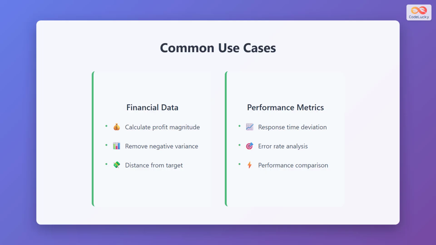The abs command has several practical applications in data analysis. For financial data, you can calculate profit magnitude regardless of whether it's positive or negative, remove negative variance from calculations, and measure distance from target values. For performance metrics, it's useful for analyzing response time deviation from baseline, conducting error rate analysis by focusing on magnitude rather than direction, and performing performance comparisons where you need absolute differences between measurements.